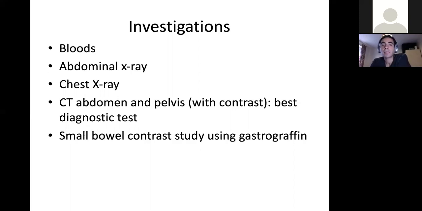Things like a chest X-ray, an erect chest X-ray, we do it with any kind of acute abdomen to exclude pneumoperitoneum. And a small bowel contrast study, which is Gastrografin, can be used to diagnose the point of the obstruction. There are also some studies that suggest Gastrografin can help relieve adhesional small bowel obstruction as well. So it could be a study for diagnosis and also therapeutic at the same time.